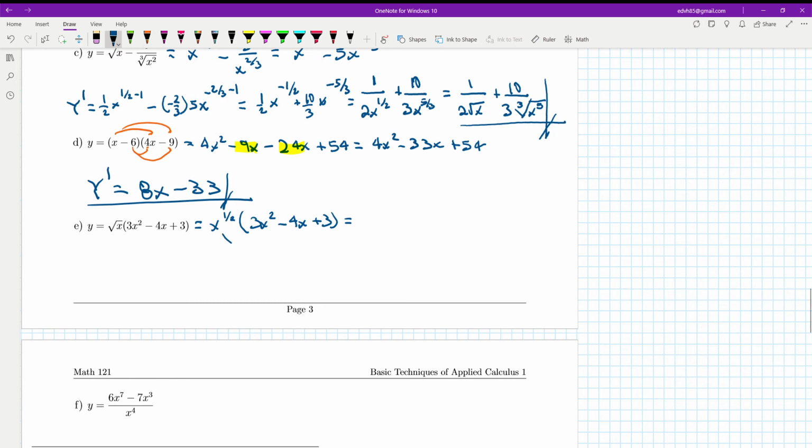We're going to distribute. And well, what are we going to get here? So when we multiply x to the 1/2 times x squared, well, of course, I'm going to leave the coefficient 3.